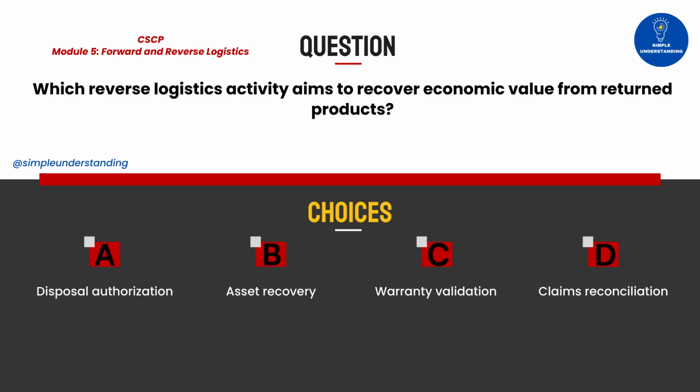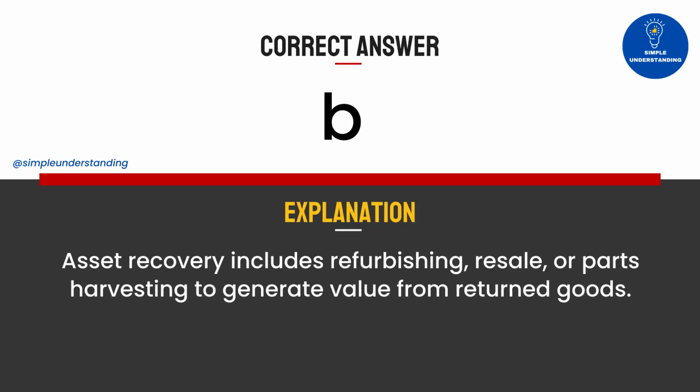12. Which reverse logistics activity aims to recover economic value from returned products? A. Disposal authorization. B. Asset recovery. C. Warranty validation. D. Claims reconciliation. Correct answer. B. Explanation. Asset recovery includes inspection, repair, and resale processes that recapture value from returns.